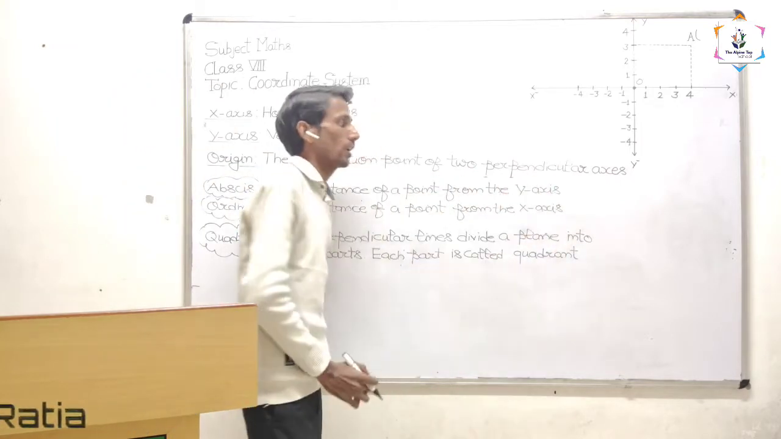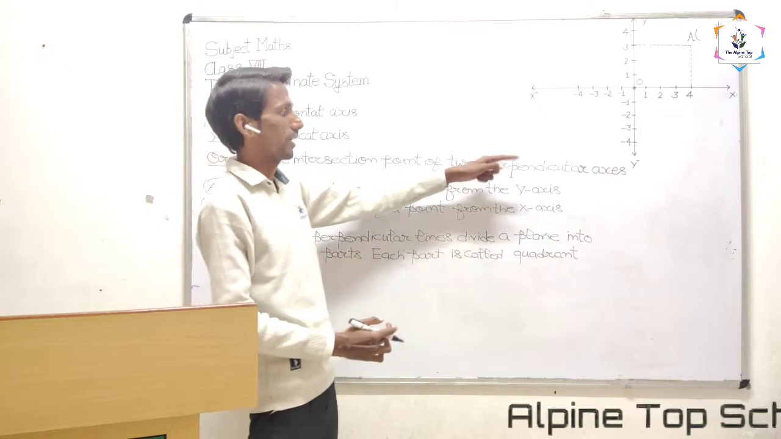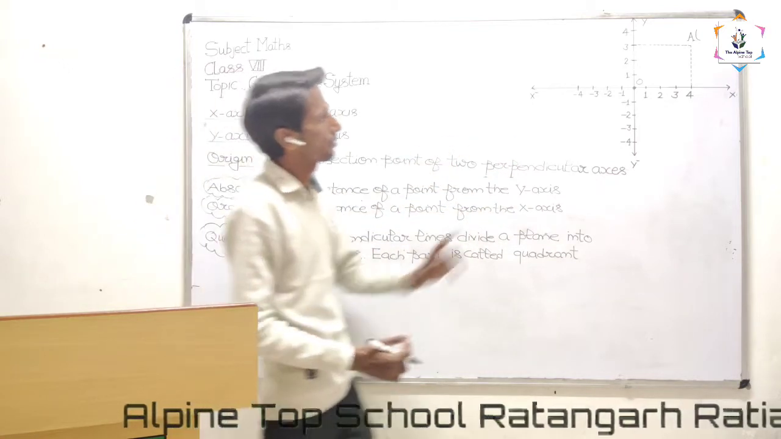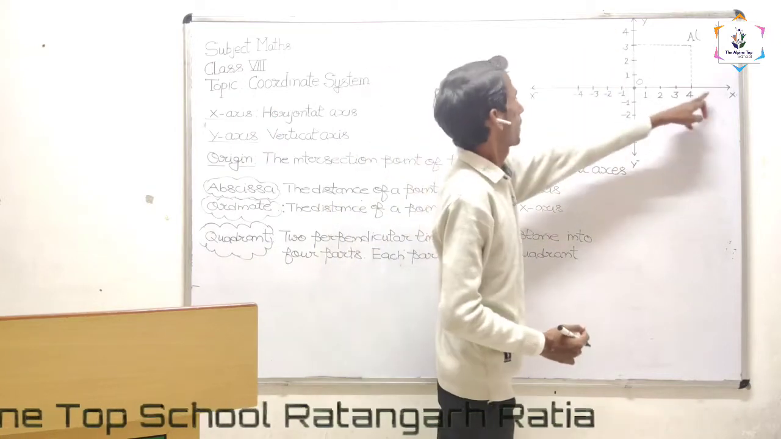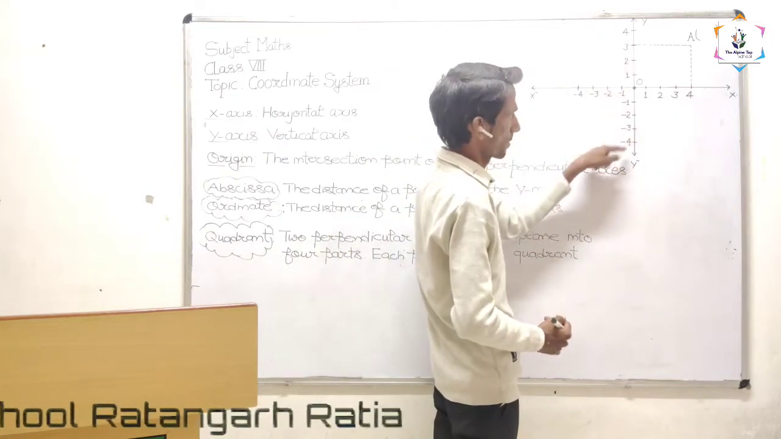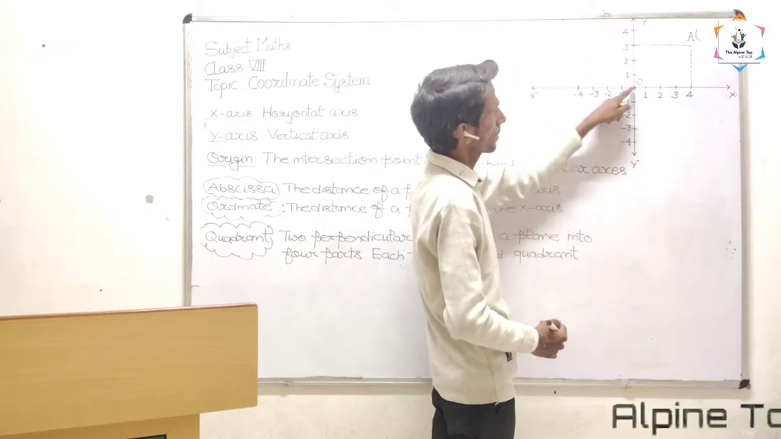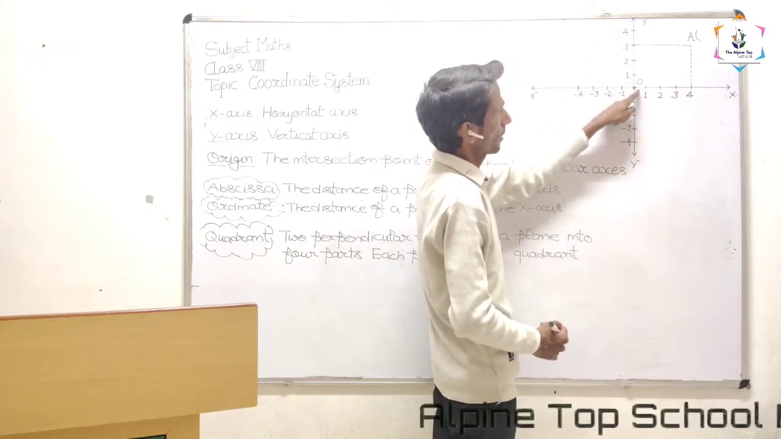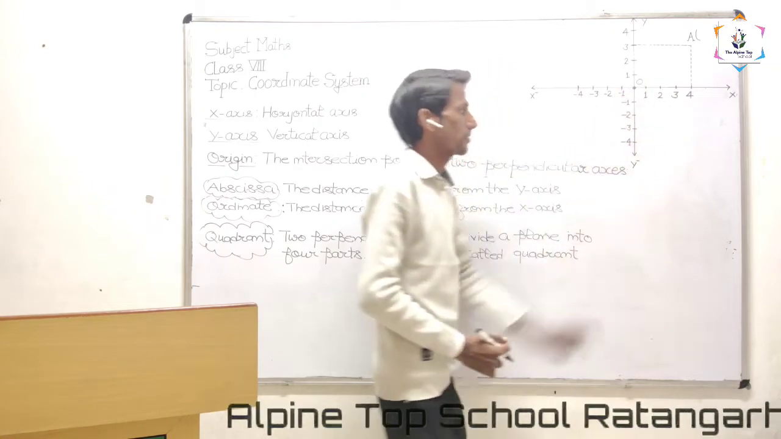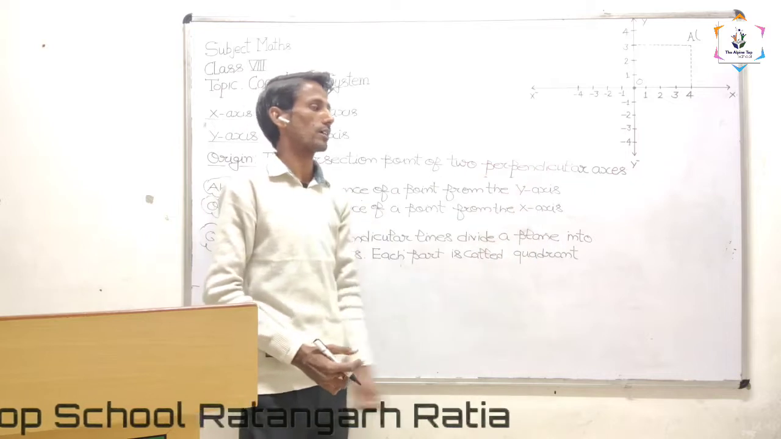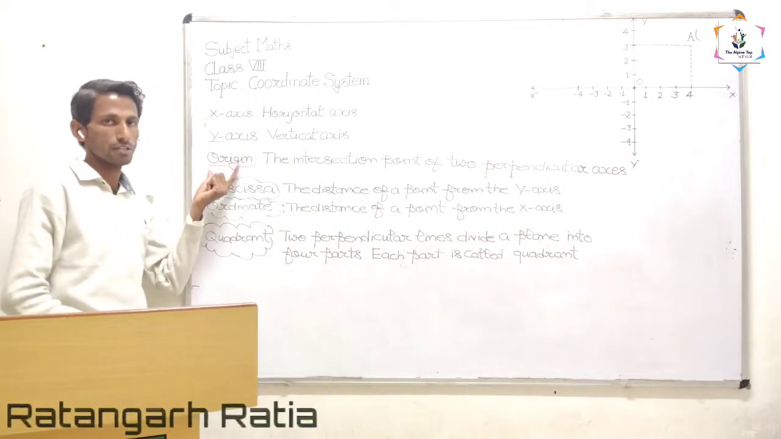You know, one line is perpendicular to the other when one line stands on the other at 90 degrees. You are observing, students, here x-axis and y-axis. It means the horizontal line and vertical line intersect each other at this point O. So that's why in the coordinate system, the intersection point of two perpendicular axes is known as origin.